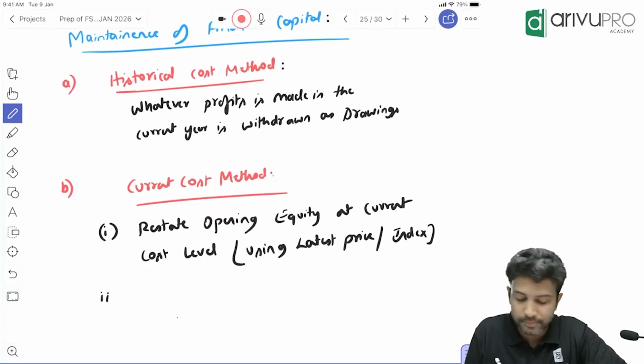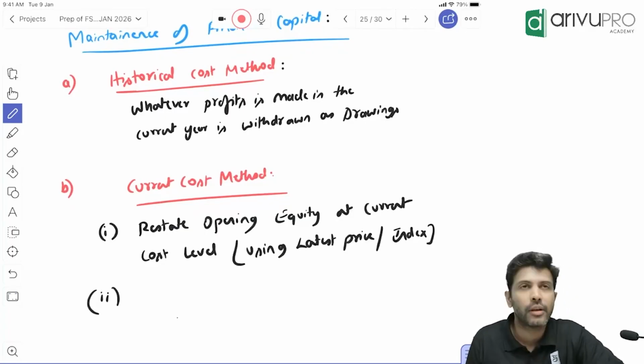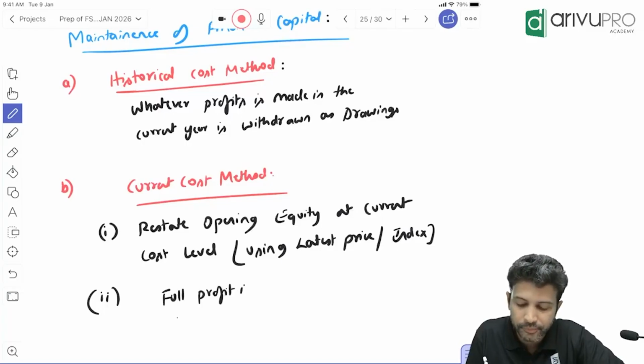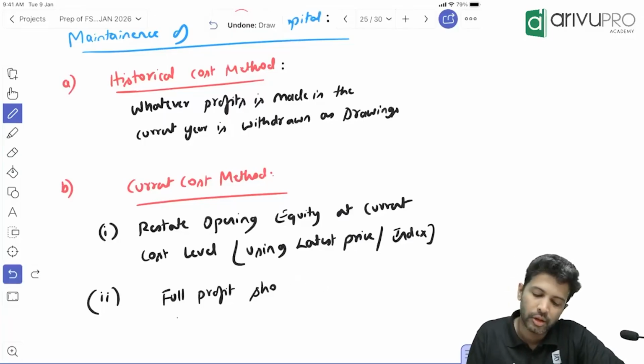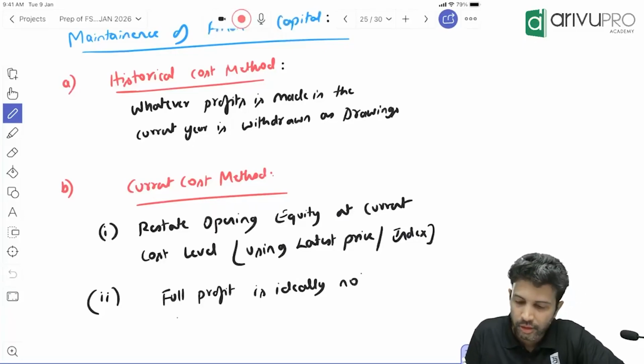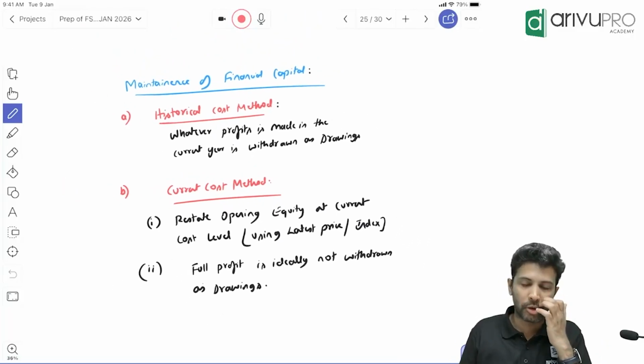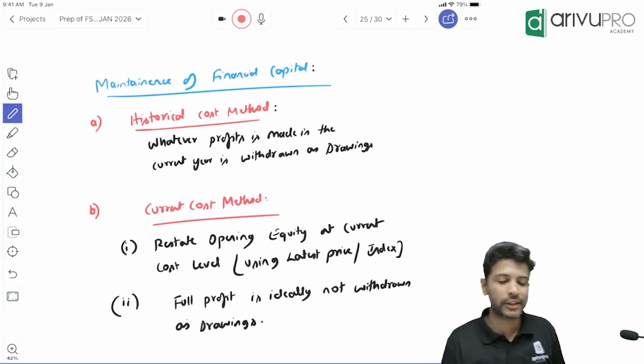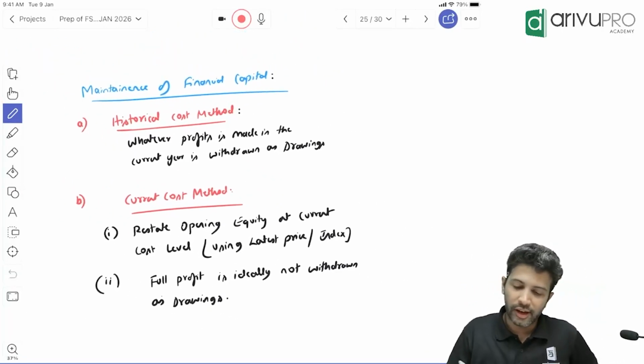Okay, next one. Full profit is ideally not withdrawn as drawings. Okay, write down these 2 points. I'll tell you more about this in problems. Let this be there for the time being in our notes. Written.